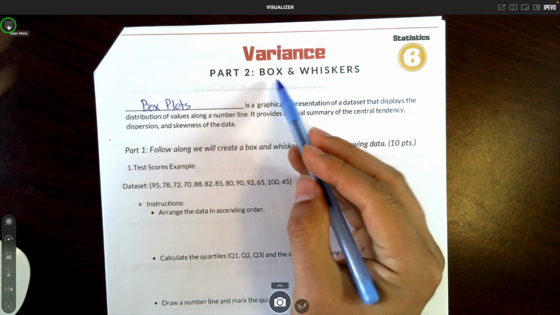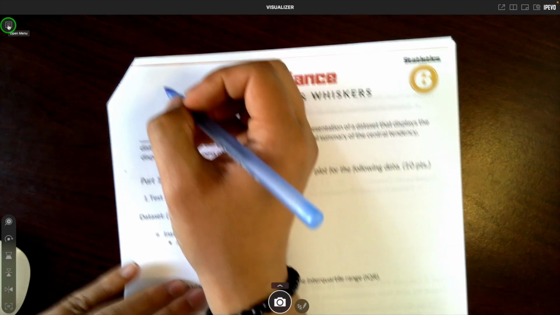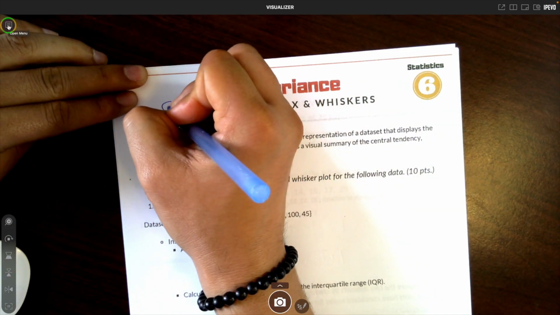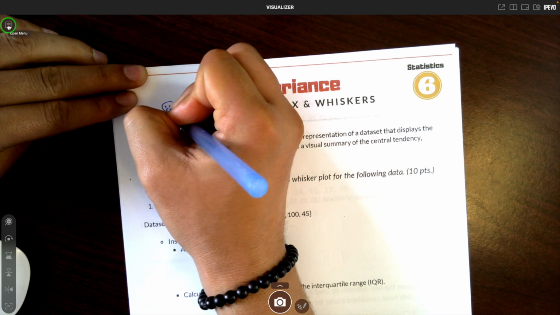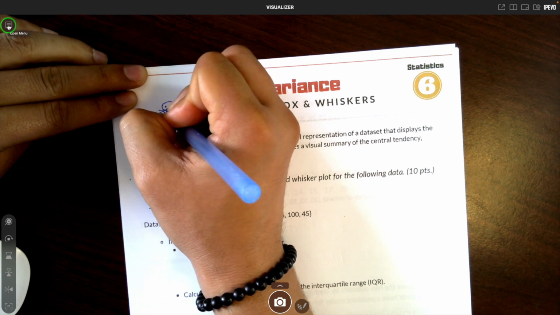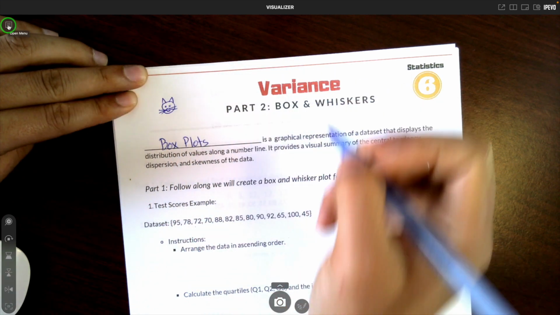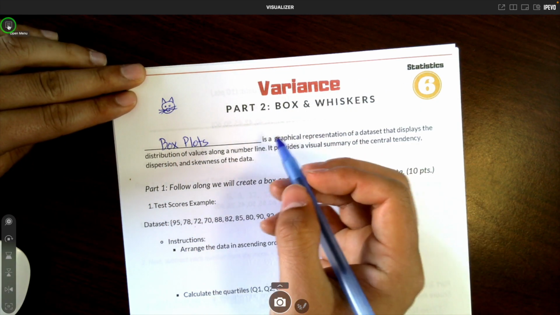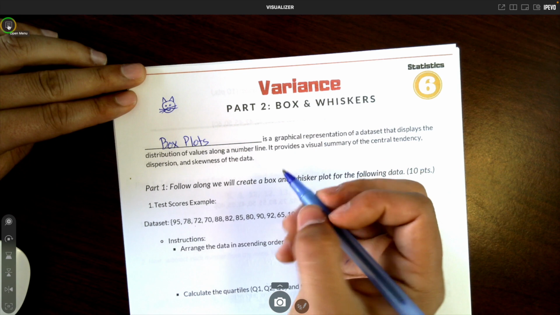But I like calling them box and whisker plots because they remind me of a cat. And you guys know how I have a cat now. So actually, I don't think that looks like a cat. It kind of looks like a piggy.